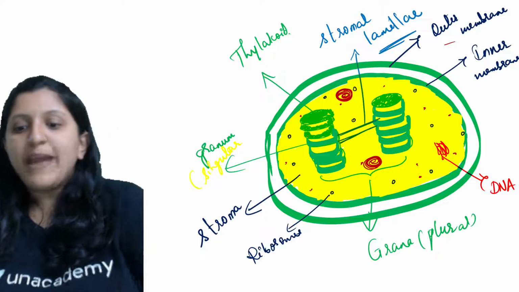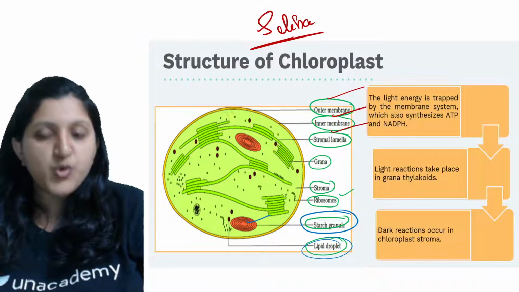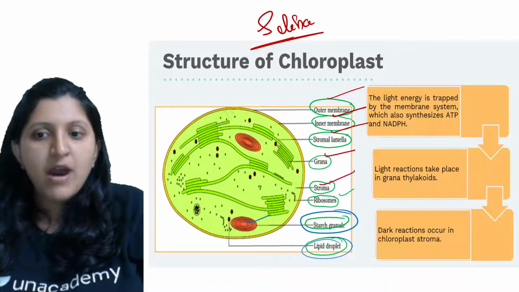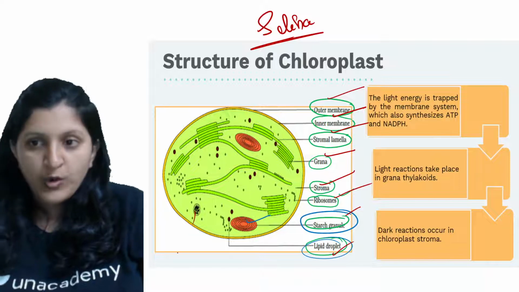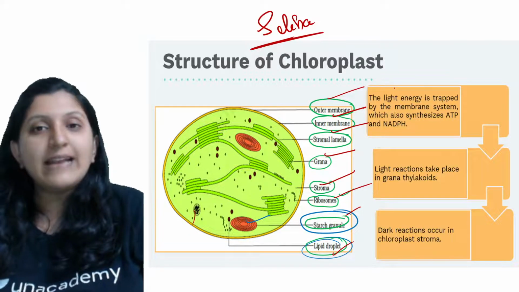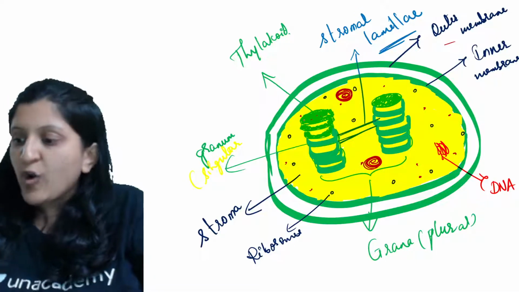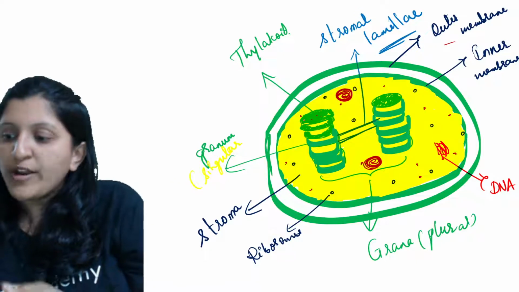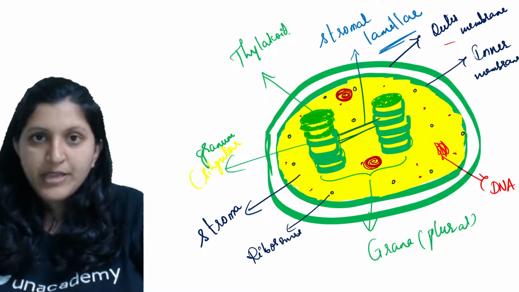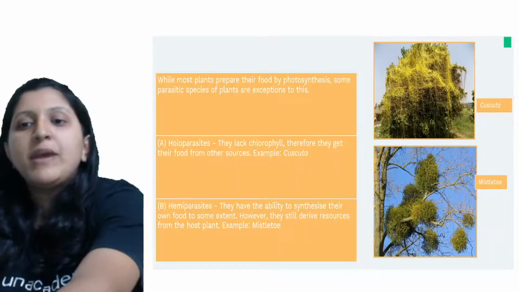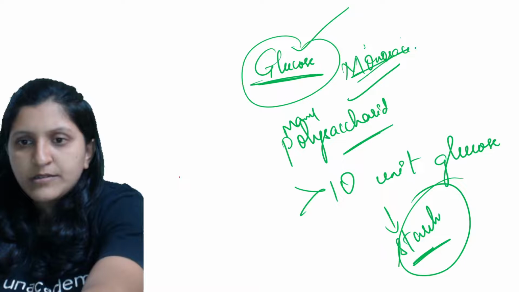Alright, so now with respect to that, you can see this outer membrane, inner membrane, stromal lamellae, grana, stroma, ribosome, starch granule. You can find lipid droplets, and it has its own DNA. So now where exactly is the reaction going to occur? Here this one is the thylakoid membrane, and at the thylakoid membrane itself, the light dependent reaction occurs.